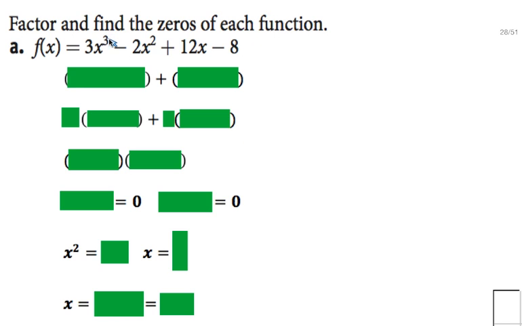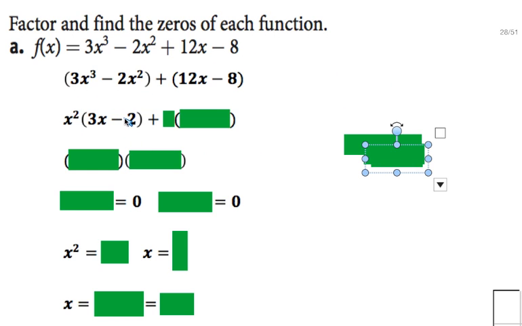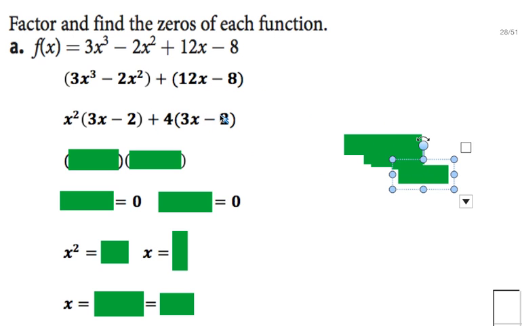Okay, so this is something I like to call grouping. One thing that we can do is group these two terms and these two terms. All I'm doing is separating them by putting parentheses around them. Then I look at this term and see what my greatest common factor is. I can factor out an x squared between this term and this term. They both have an x squared in them. When I factor that out, I get 3x minus 2. Now when I do the same thing to this term, I have 12x minus 8, and I can factor out a 4. Both of them are divisible by 4, and I get a 3x minus 2.